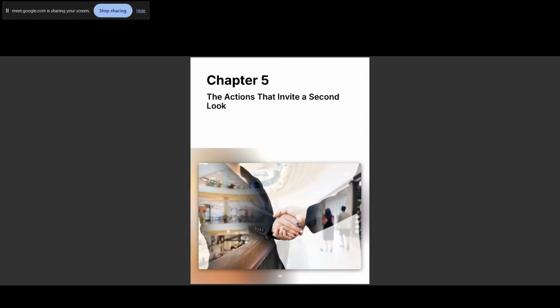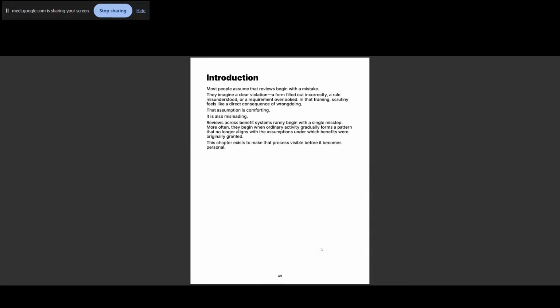Chapter 5. The actions that invite a second look. Introduction. Most people assume that reviews begin with a mistake. They imagine a clear violation, a form filled out incorrectly, a rule misunderstood, or a requirement overlooked. In that framing, scrutiny feels like a direct consequence of wrongdoing. That assumption is comforting. It is also misleading. Reviews across benefit systems rarely begin with a single misstep. More often, they begin when ordinary activity gradually forms a pattern that no longer aligns with the assumptions under which benefits were originally granted. This chapter exists to make that process visible before it becomes personal.